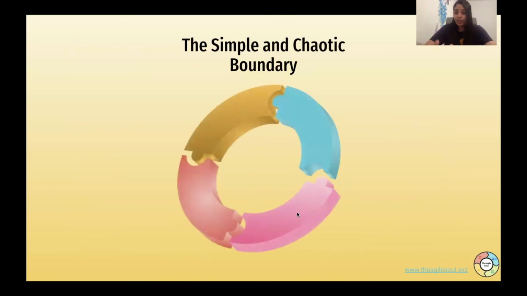Let us now repicture the framework into this puzzle. And if you notice, you have, of course, simple, complicated, complex, chaotic. Just take note of the boundary between simple and chaotic. It isn't connected or isn't as smooth as everything else. So in most of the images that you find online or any other videos that you see, this boundary is usually depicted as a cliff or as a wave. And the symbol kind of goes like a wave.